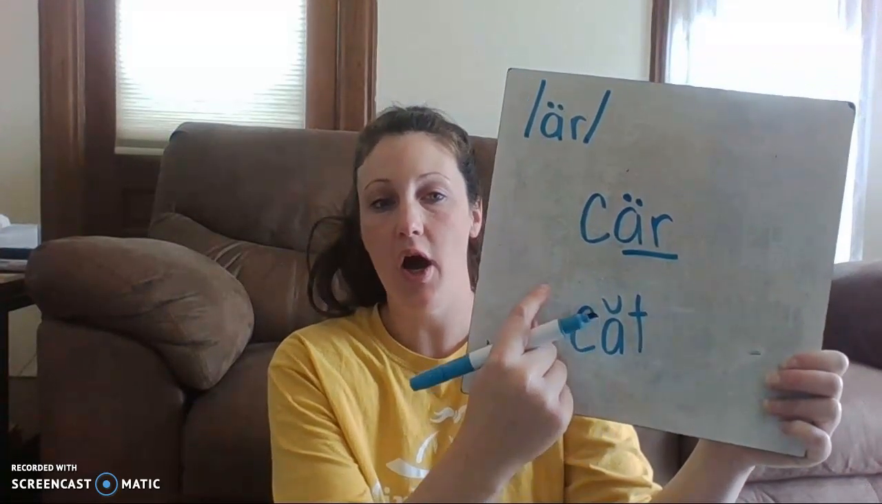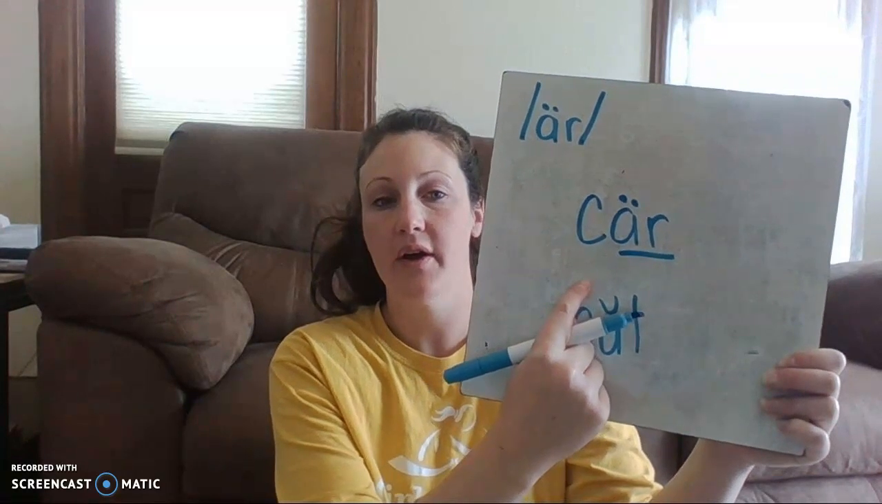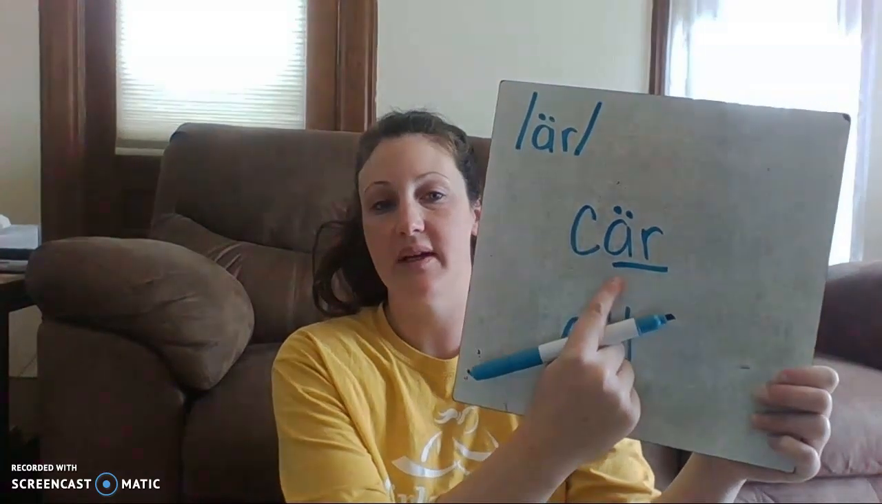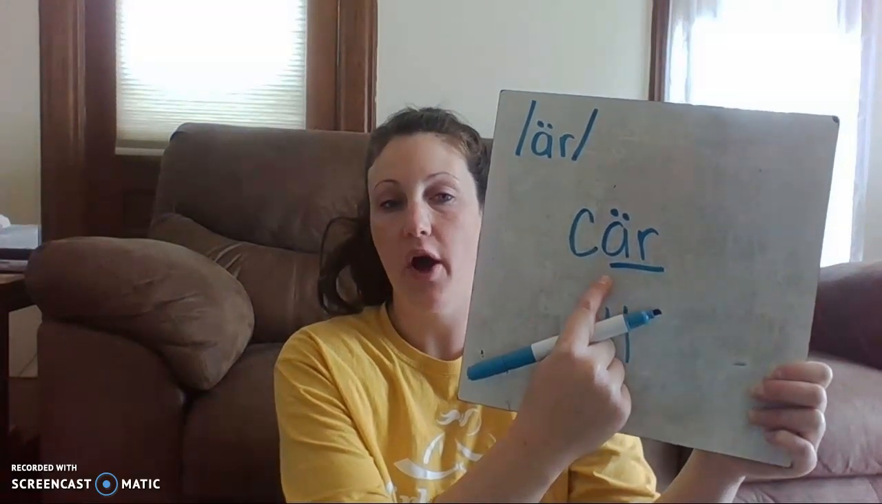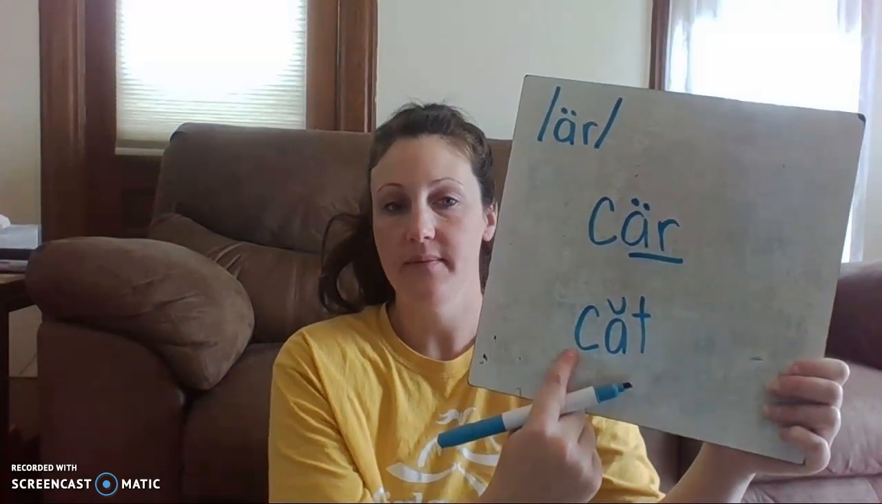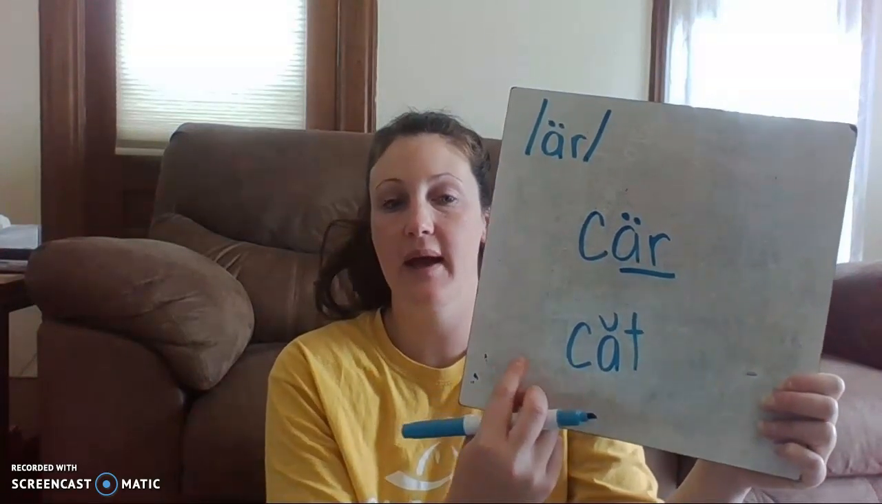But in car, we hear K, but then we just hear one sound. We don't hear A, we just hear R. Okay? So we need to recognize the difference between when an A is by just a regular consonant and when A is beside the letter R. Okay?